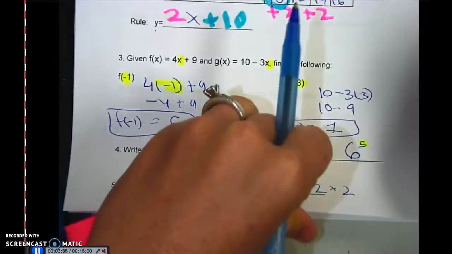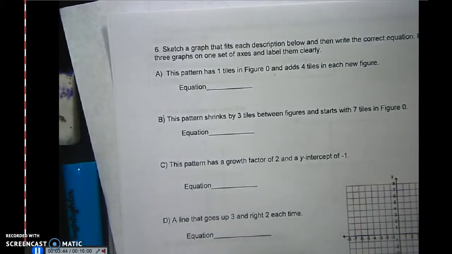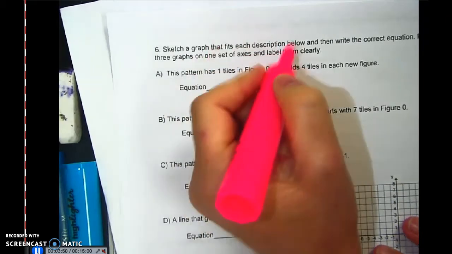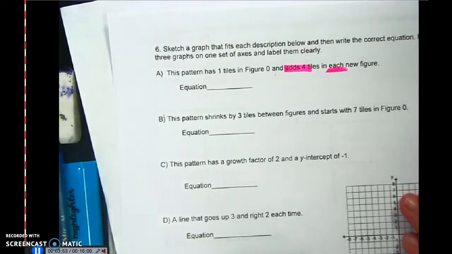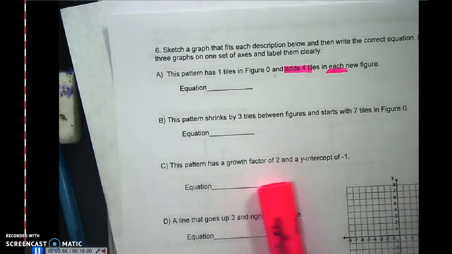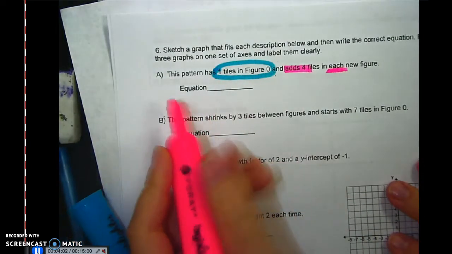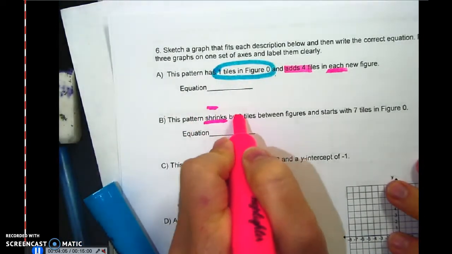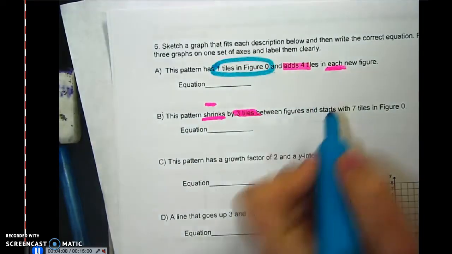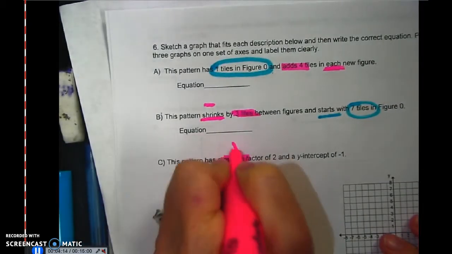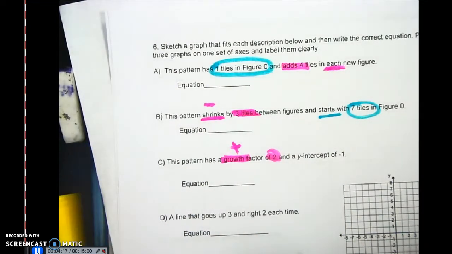Okay, let's go to the second page. All right, so let's see. I'm going to go through each one and figure this out. So I'm going to label all my patterns A through D. The pattern has 1 tile in figure 0 and adds 4 tiles each. Okay? And then that means that this is your start. Let's go to the next one. It shrinks by 3 tiles and starts with 7 tiles. Growth of 2, y-intercept of negative 1.